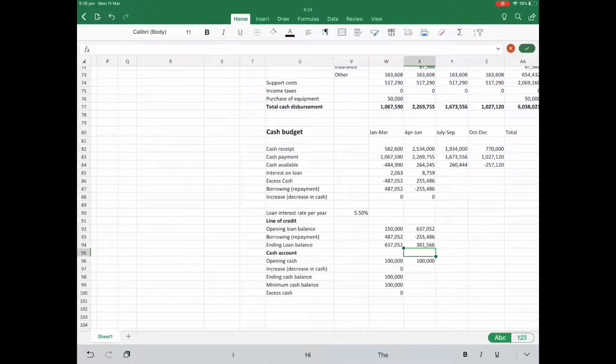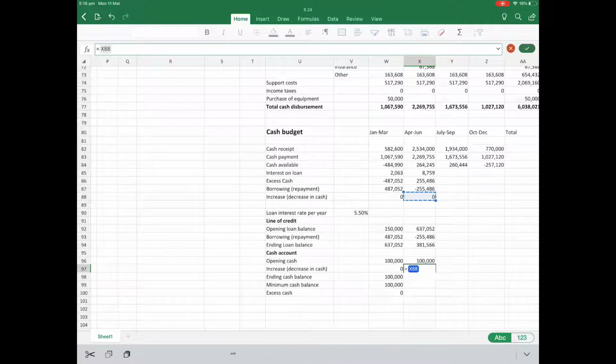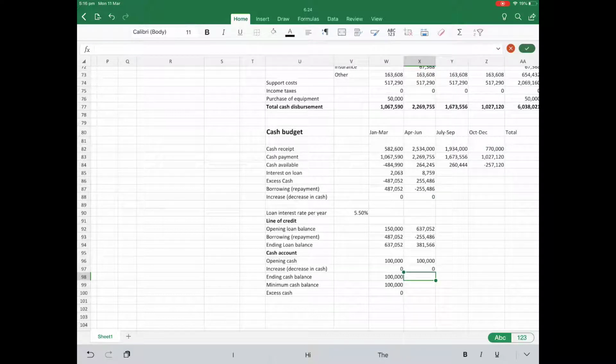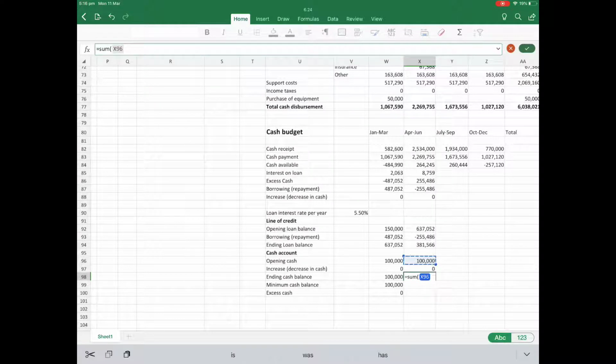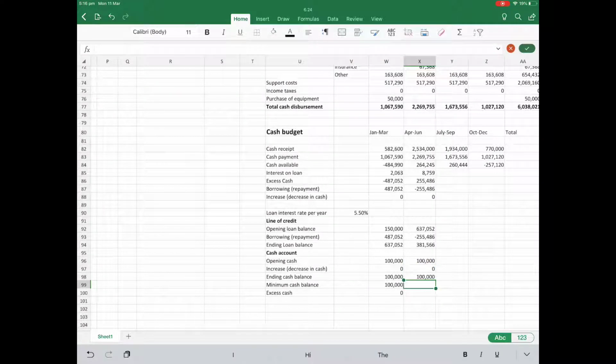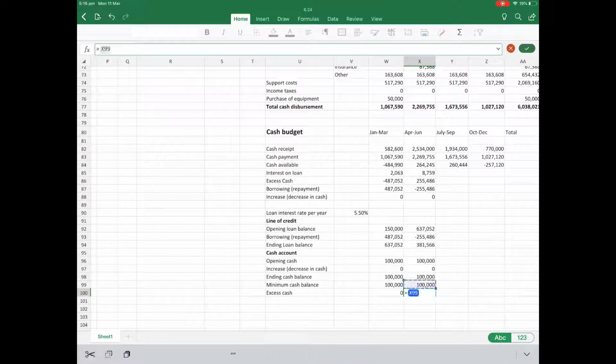So now the loan that we owe the bank is the sum of these two figures. Okay, now the amount of money that we owe the bank has reduced, but still the increase or decrease in cash, we have nothing because we pay everything we earn. So the ending cash balance is the sum of these two figures again, and it's still 100,000. And because the minimum cash balance is 100,000, we have the excess cash of nothing.